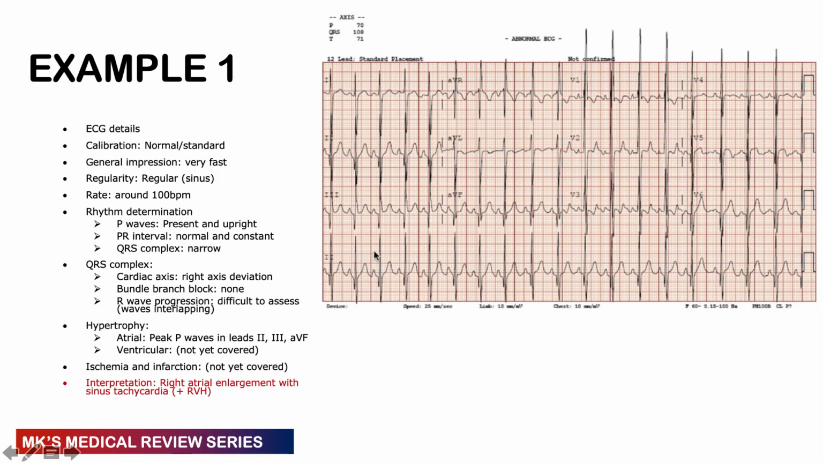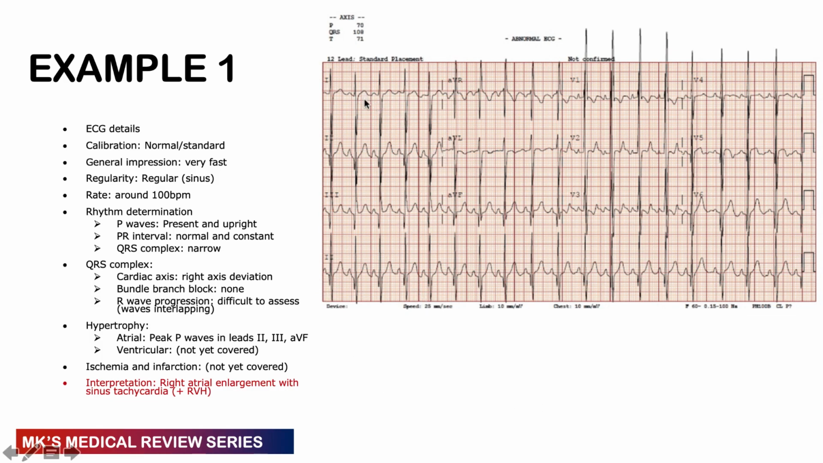If we want to now calculate the rate, if we look at from here, we have 1, 2 and about a half. Then here we have 1, 2, 3. So we have about 3 big boxes here. So 300 divided by 3, so roughly around 100 beats per minute. The P waves are present and they are upright.